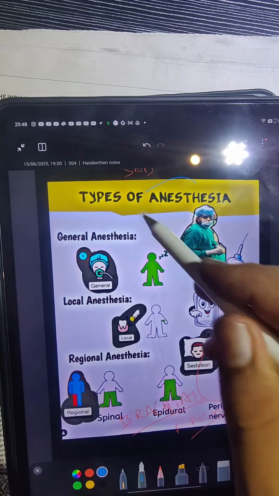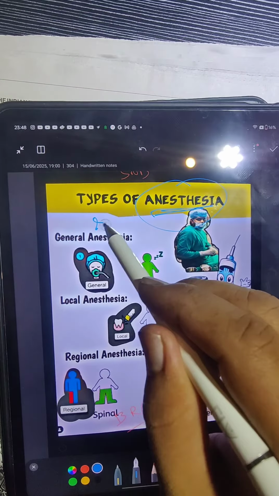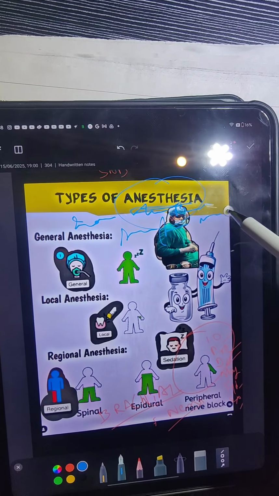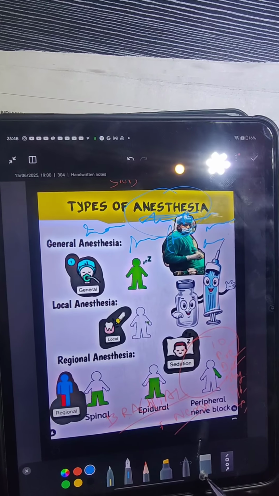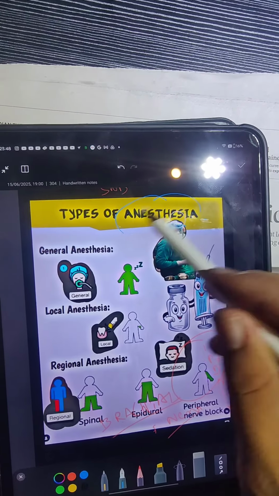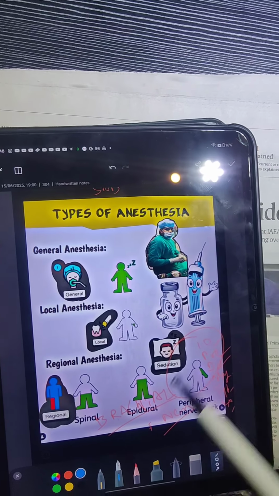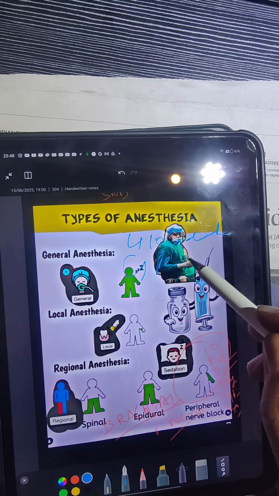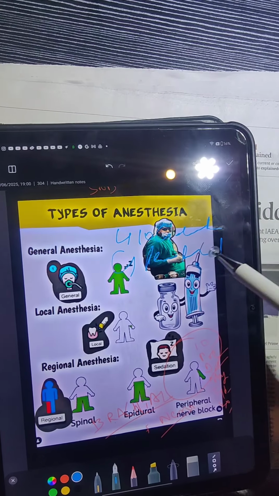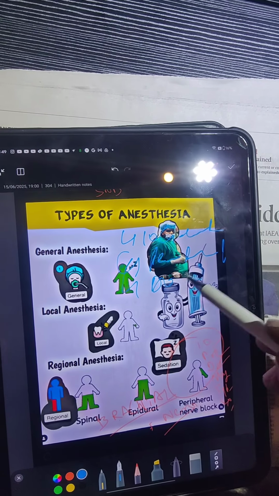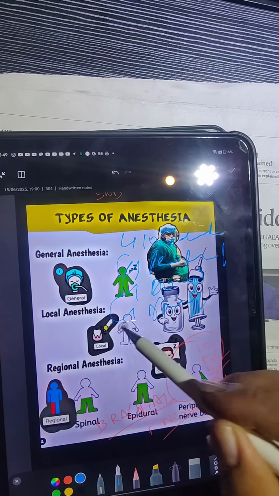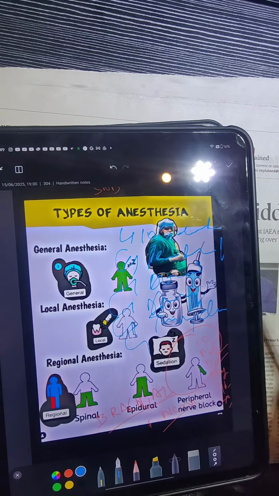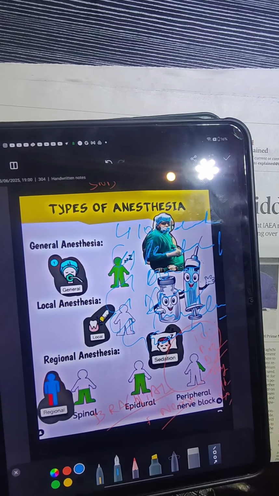Today's topic is anesthesia. Anesthesia is induced temporary loss of sensation for medical purposes. In anesthesia we have to know the following points. First, the 10 golden rules. Second one is pre-medication before general anesthesia. Third one is dosage. Fourth one is stages. Fifth one is types or classification of anesthesia. At last, examples of anesthesia.